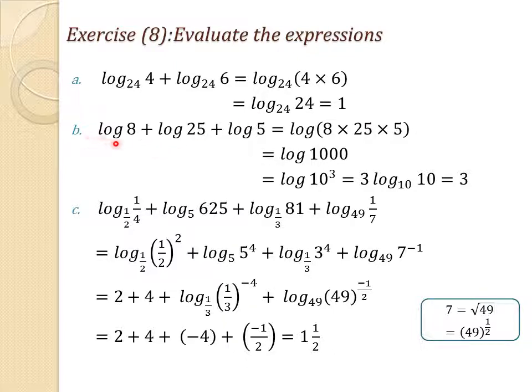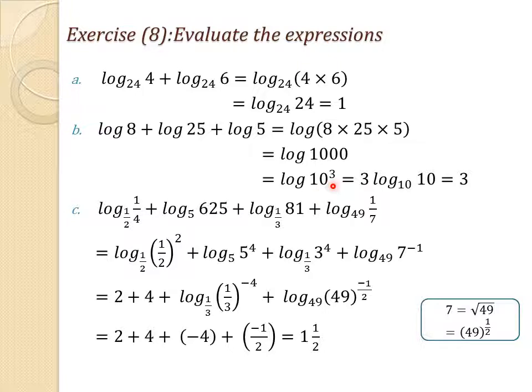Okay, on B we have logarithm 8 plus logarithm 25 plus logarithm 5, and if the base is not written, it is 10. And because they are added, we can multiply them: 8 times 5 times 25. The product of those 3 numbers is 1000, and the base is 10.